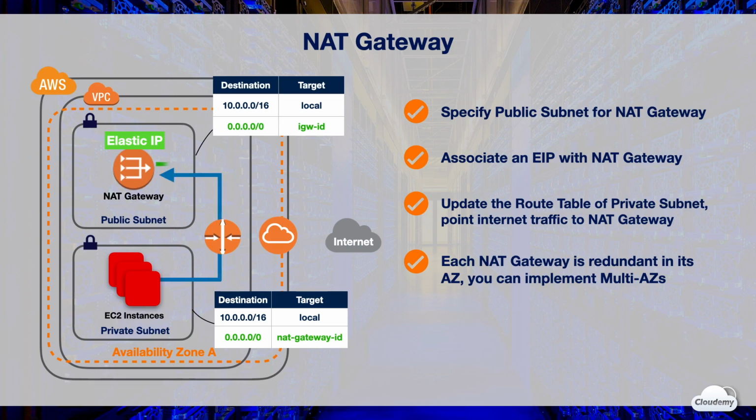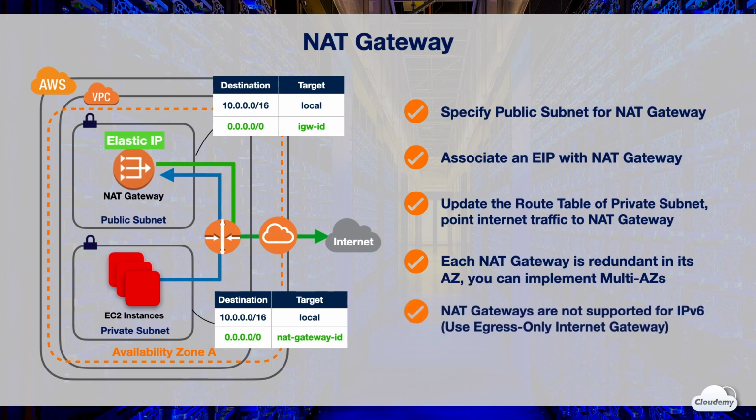The route table of the private subnet sends internet traffic from the instances in the private subnet to the NAT gateway. The NAT gateway sends the traffic to the internet gateway, using the NAT gateway's elastic IP address as the source IP address. You are charged for creating and using a NAT gateway in your account. NAT gateway hourly usage and data processing rates apply. NAT gateways are not supported for IPv6 traffic. You should use an egress-only internet gateway for IPv6 instead.